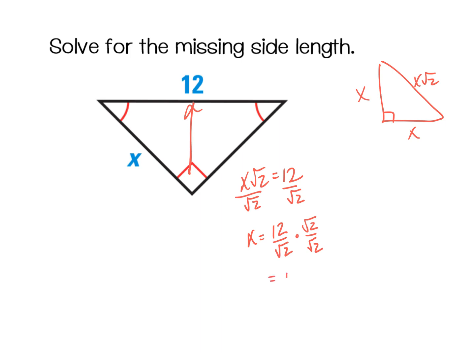So in my numerator, I have 12 times a radical 2. In my denominator, I have a 2. Now, last time we were done, but this time I need to look at 12 divided by 2. Because 12 is an even number, it is divisible by 2. So 12 divided by 2 is 6. So my answer is really 6 radical 2. So both legs here are going to be 6 radical 2.